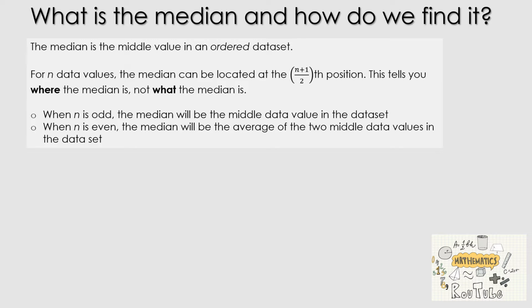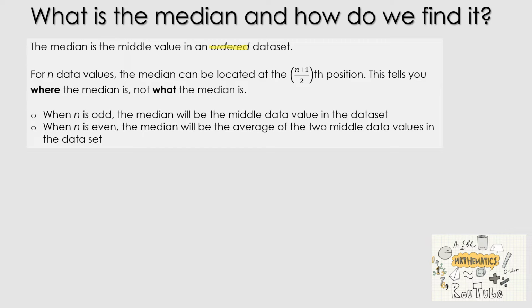Okay, so let's have a look at what the median is and how we find it. The median is the middle value in an ordered data set. Now you will see that "ordered" has been italicized, and there's a reason for that. If you don't order your data set, you will not be able to find your median. It's as simple as that. So you need to make sure you order your data set first. Generally, we do it in ascending order, so lowest value or minimum value to maximum value. And then we should be able to go and find the median.